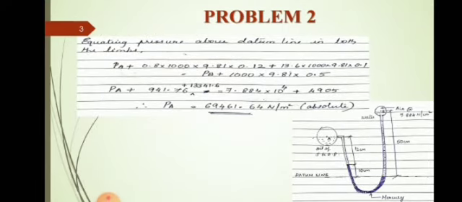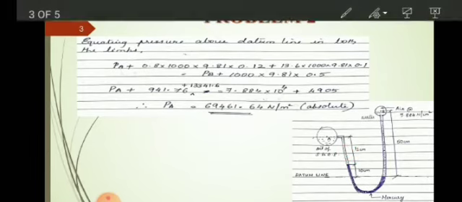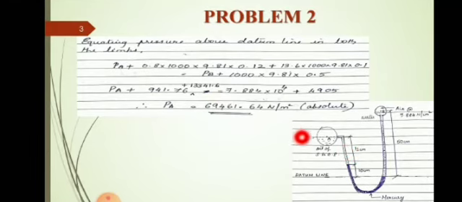Equating pressure above the datum line in both the limbs. So the procedure is the same for all the questions. You have to draw the datum line and equate the pressure above the datum line. So in the left limb, what all things will come? This is the left limb. Above the datum line, what all things are there? PA is there, then oil of specific gravity 0.8 for a height of 12 centimeter is there, then mercury for a height of 10 centimeter is there.